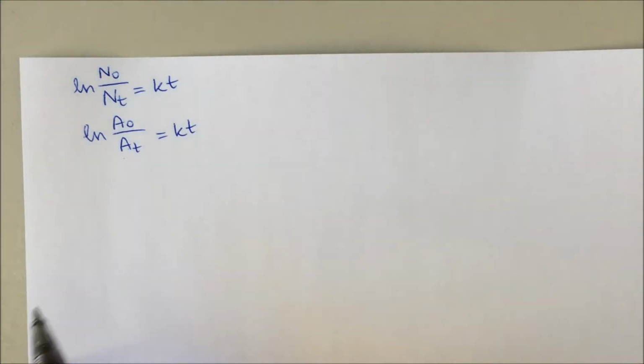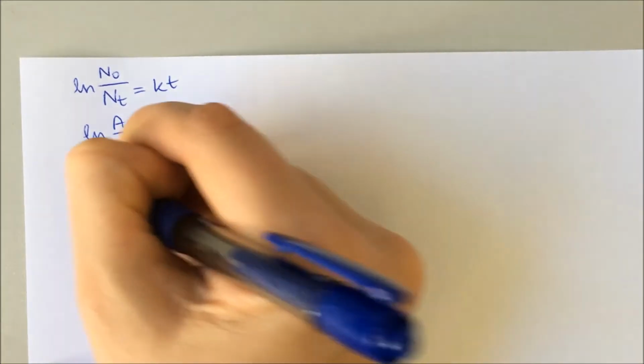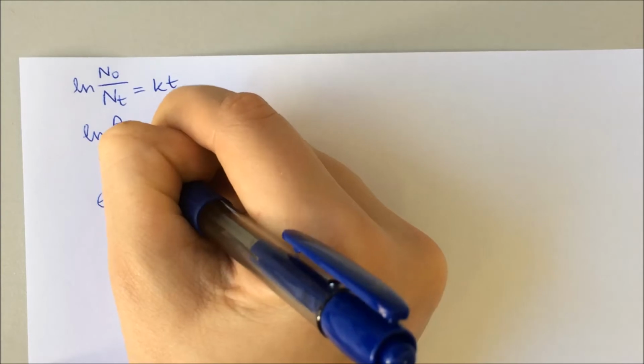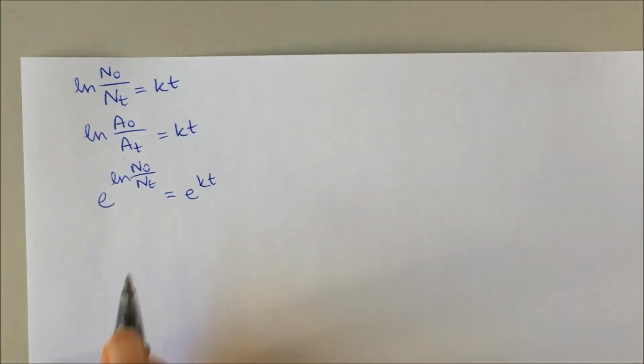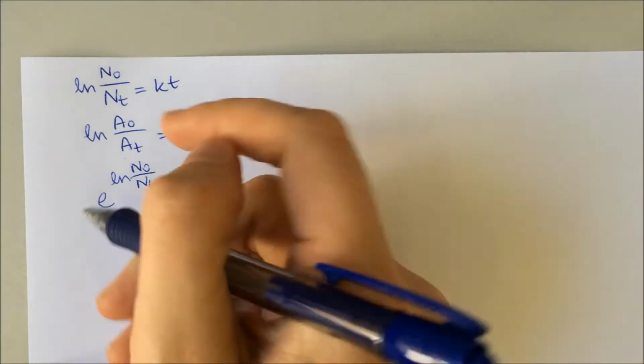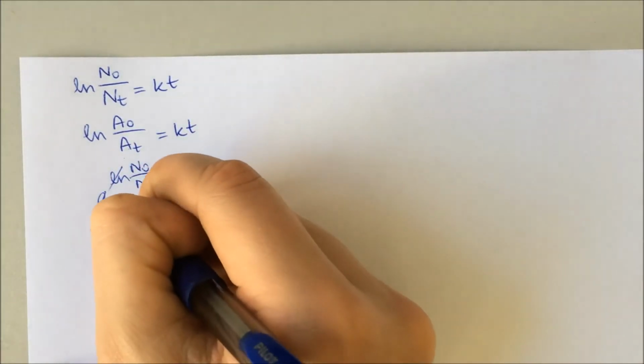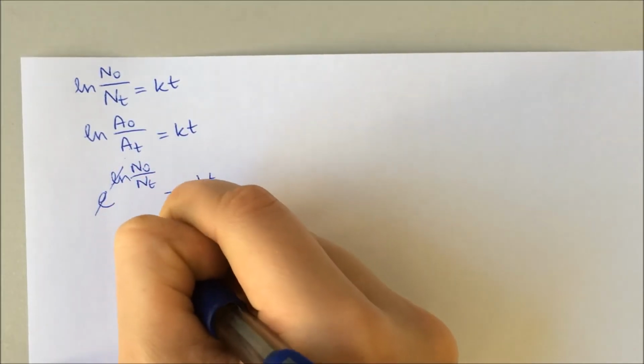So in order to do this, we need to first get rid of the natural log, and we can do this by taking an exponential of both sides. So if we take an exponential of the two sides, we get this. Now the exponential of a log cancels each other out. So now we have an equation like this.